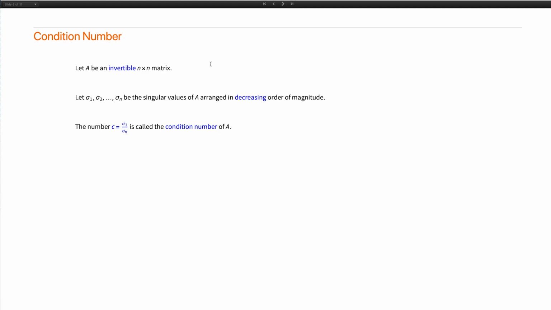Now, as an application, let's talk about the condition number of a matrix. Let's say you have an invertible square matrix, and you work out the singular values and arrange them in decreasing order of magnitude. Then the ratio of the largest one to the smallest one is called the condition number of A. Roughly speaking, that tells you what to expect when you do numerical computations, how stable they're going to be. So a large condition number might lead to issues for the matrix.